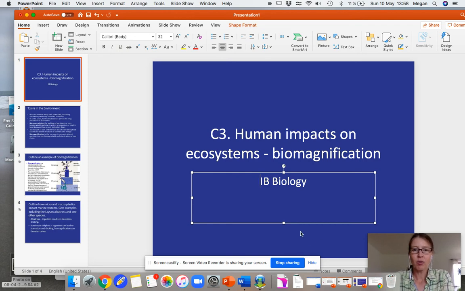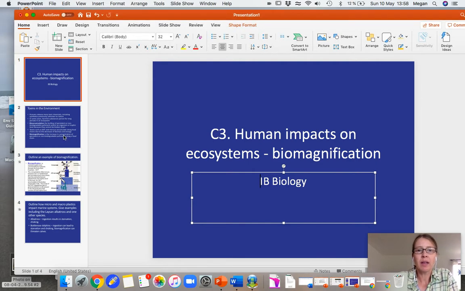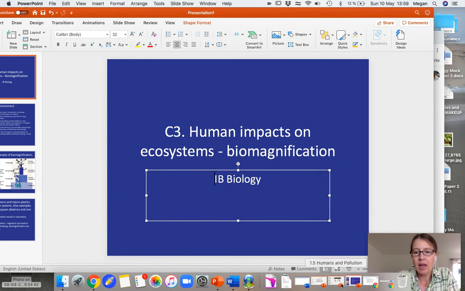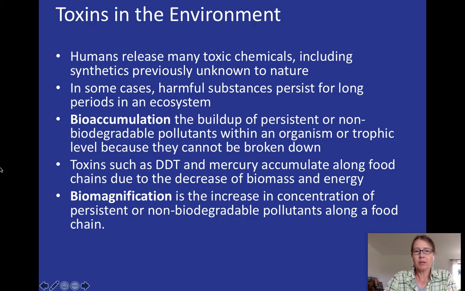All right, we are going to look at human impacts on ecosystems, and we're going to be focusing just on this short video on biomagnification, what that is. So we can put a whole number of toxins into the environment, and those toxins are the ones that are persistent pollutants, ones that cannot be broken down through cellular respiration or within the body.